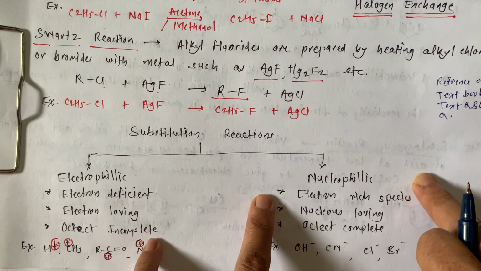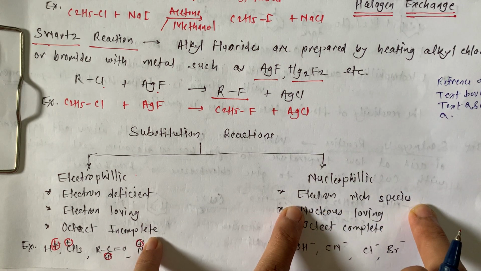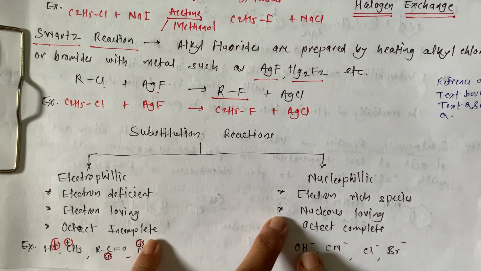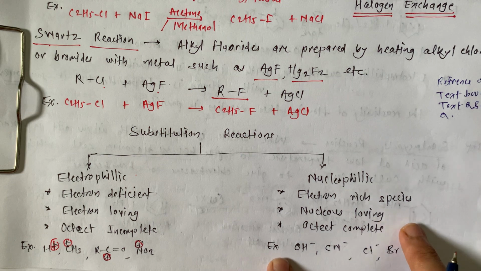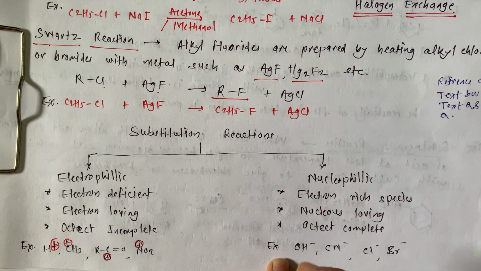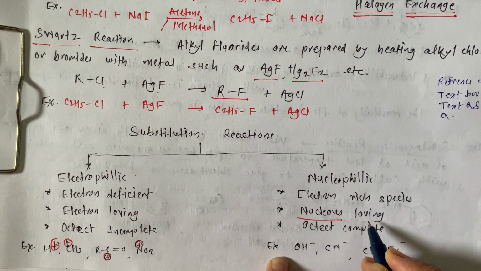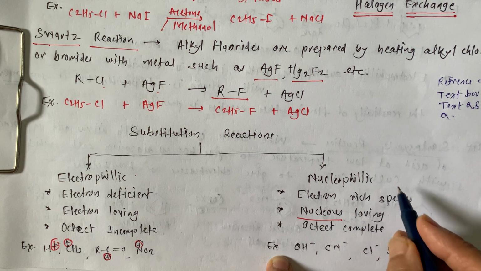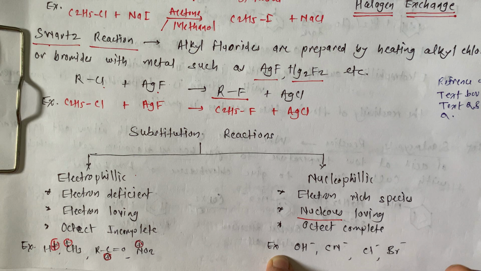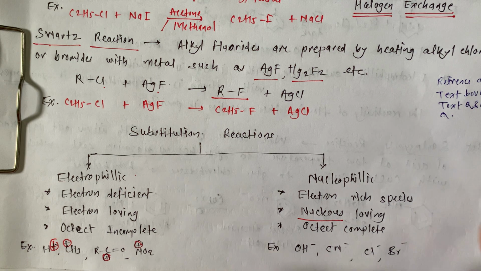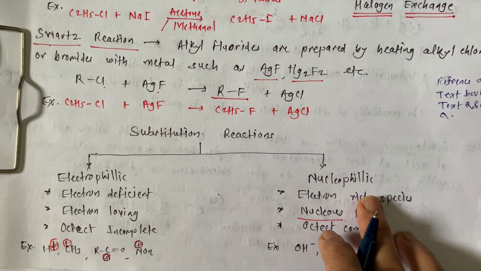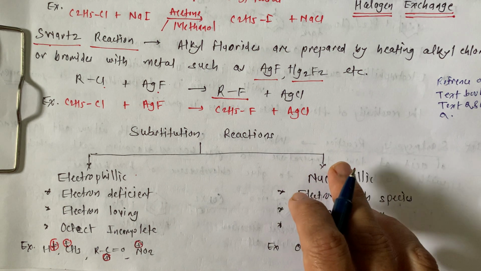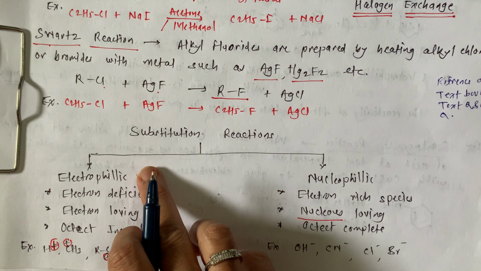While nucleophilic reagents are electron rich species, means they have a negative charge like OH minus, CN minus, Cl minus, Br minus. As they have a negative charge, they have an affection towards positive charge. Positive charge is nothing but the nucleus. So we say this is nucleus loving, or nucleophilic, and their octet is complete. This is the basic information about electrophilic substitution reactions and nucleophilic substitution reactions. In the next lecture, we are going to see electrophilic substitution reactions.